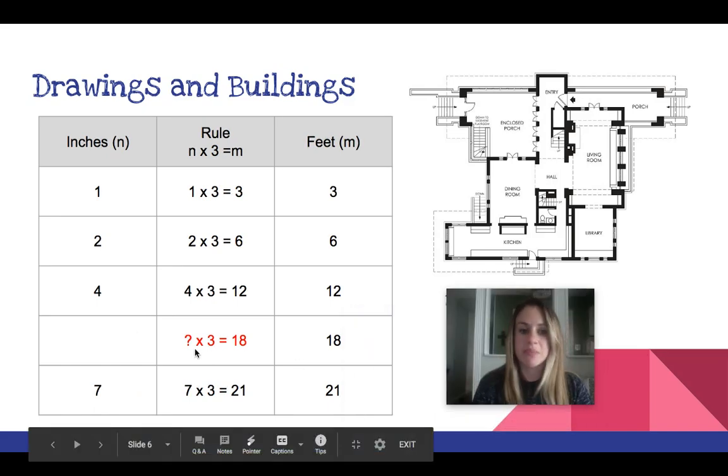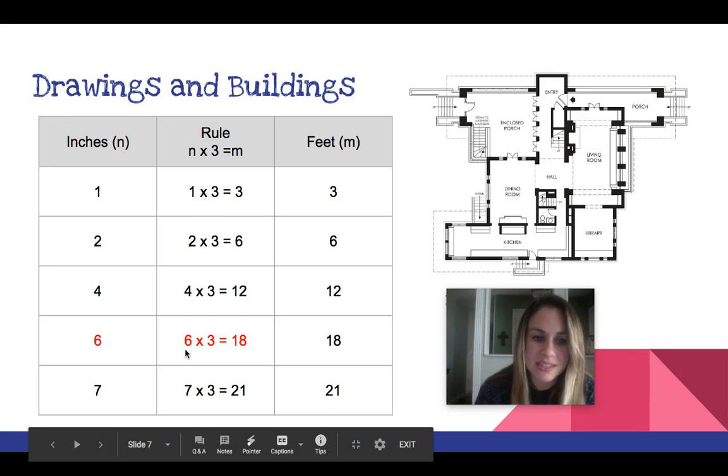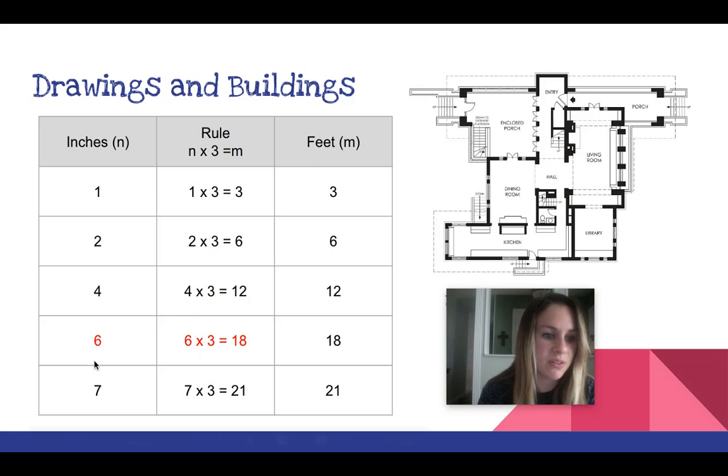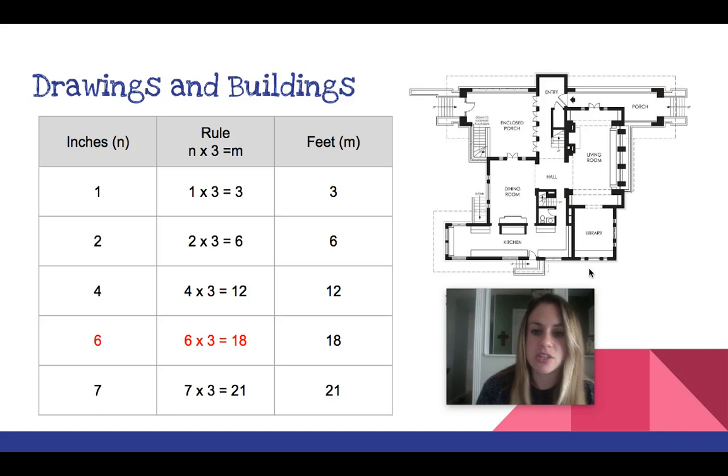So you have to think about this as we know that our rule is times 3. Something times 3 has to equal 18. So you're really working backwards here. You're almost thinking about a division problem when you work backwards. What is 18 divided by 3? And then you can still do a little bit of math, or you might know this fact off the top of your head. That's going to be 6. So now I can see that my rule, my equation, is 6 times 3 equals 18. So I know that that would have been 6 inches. So if I measured my drawing over here and measured out 6 inches, I know that maybe my kitchen is going to be 18 feet long.